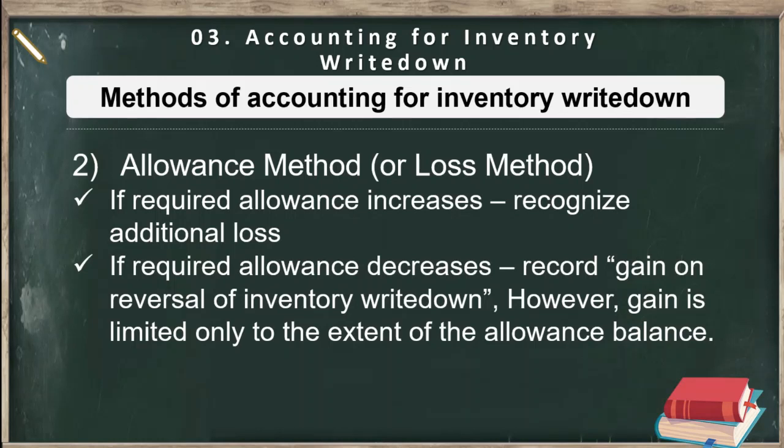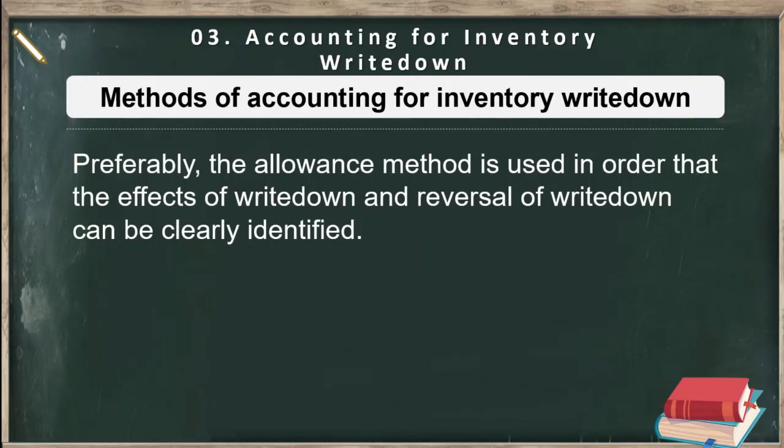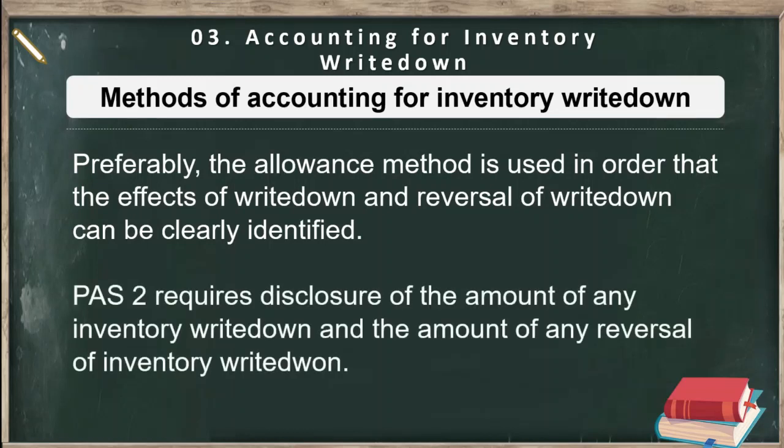If the required allowance decreases, so this is the other scenario, record gain on reversal of inventory write-down. However, the gain is limited only to the extent of the allowance balance. Preferably, the allowance method is used in order that the effects of write-down and reversal of write-down can be clearly identified. PAS 2 requires disclosure of the amount of any inventory write-down and the amount of any reversal of the inventory write-down.